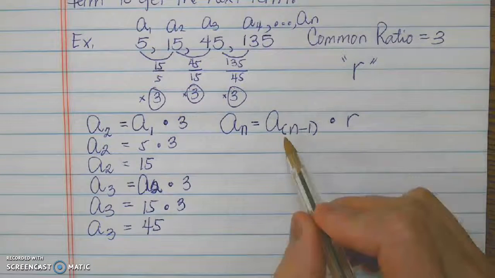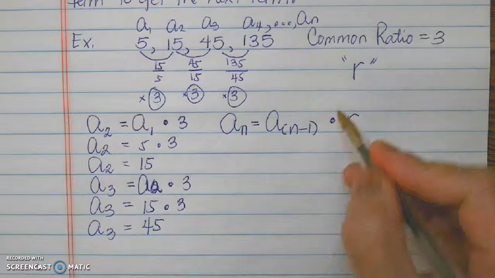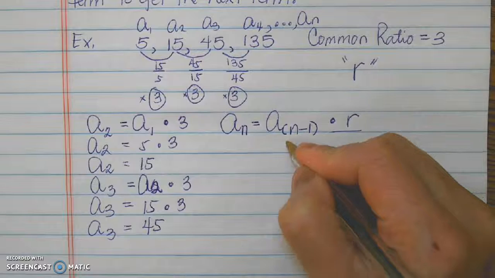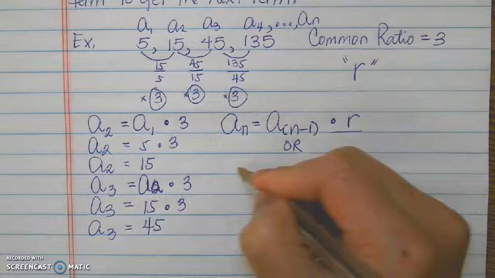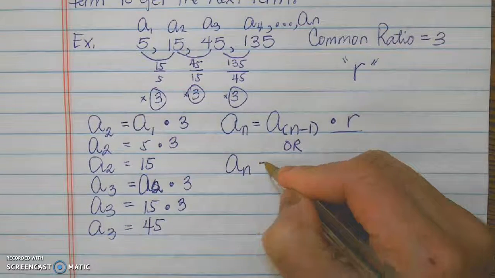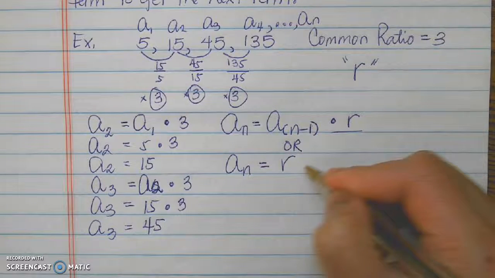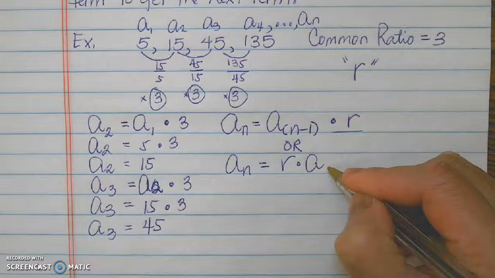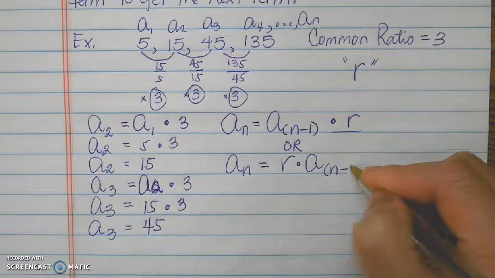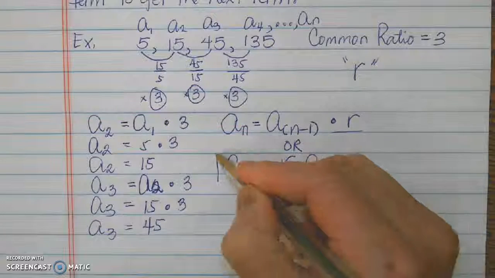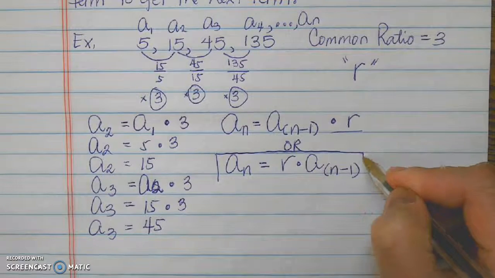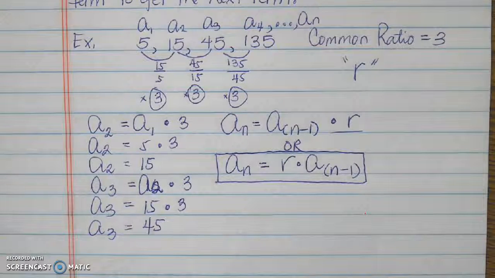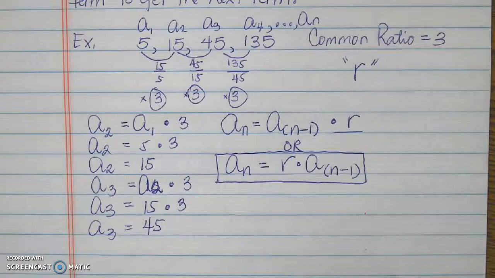However, just to fix this, we're required to put the R in the front. So AN is written this way: R in the front times A sub N minus 1. This now is pretty much the same as our formula for the arithmetic sequence, except that here we are multiplying by a common ratio. So, let us begin some exercises.